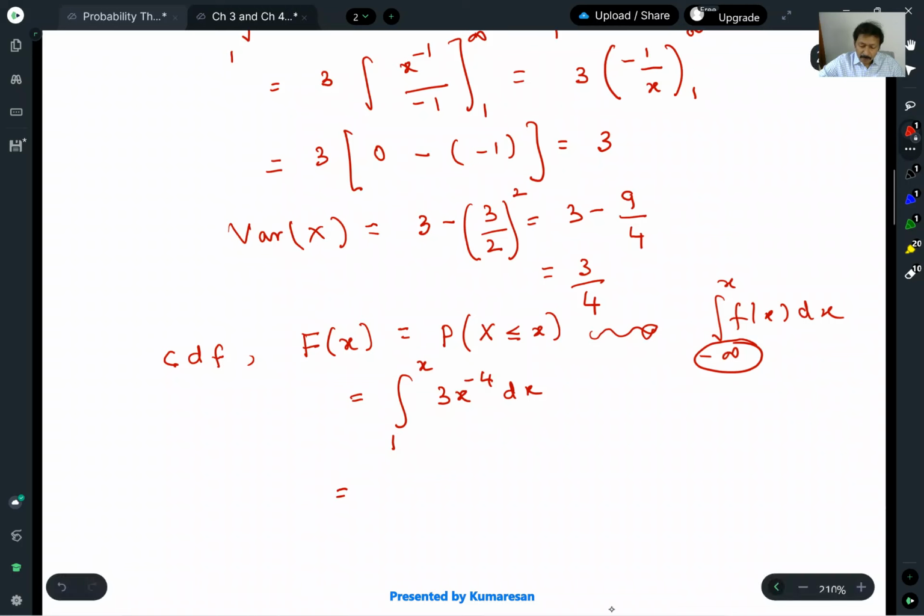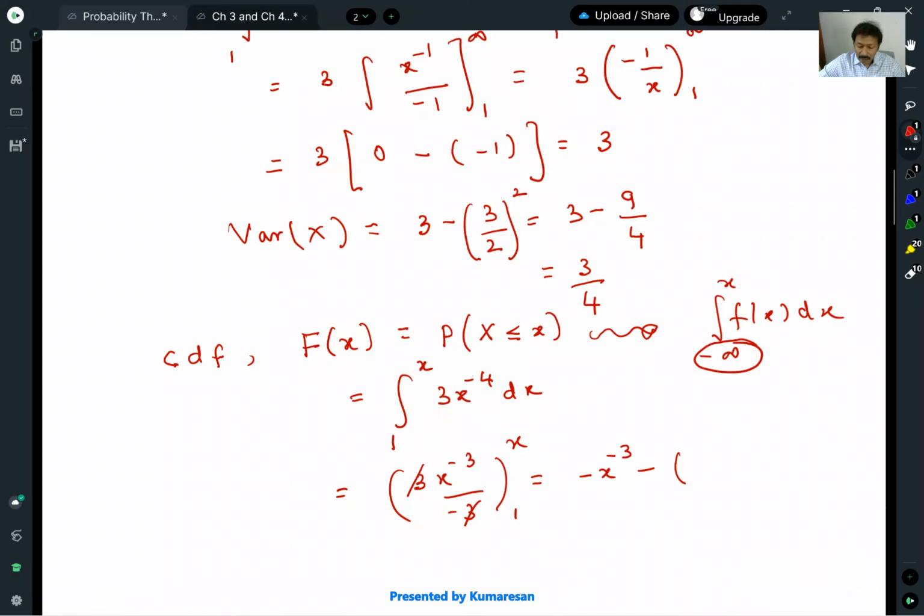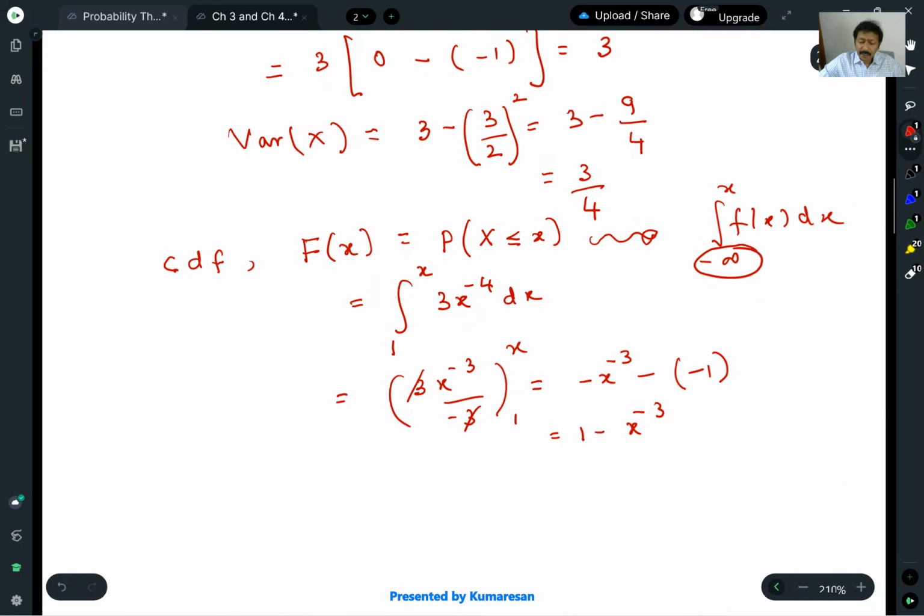So this is equal to 3 times x to the power minus 3 divided by minus 3, between 1 and x. The 3 gets cancelled, so actually we have minus x to the power minus 3. When you substitute the upper limit, you get minus x to the power minus 3, minus, when you substitute the lower limit 1 for x, you get minus 1. So the function is 1 minus x to the power of minus 3. This is the cumulative distribution function that we have calculated.